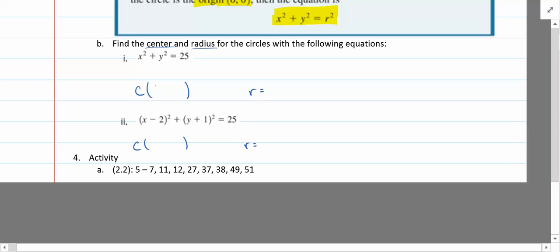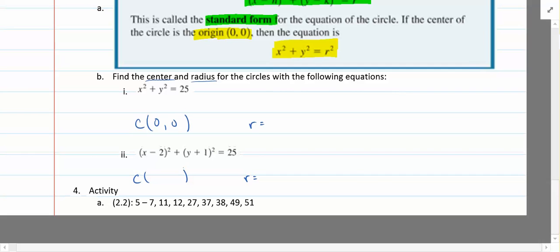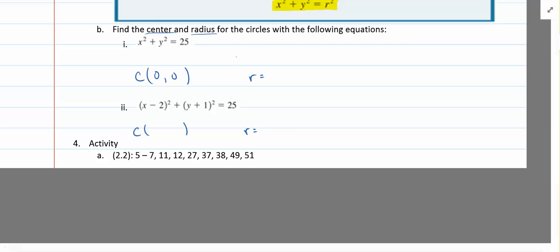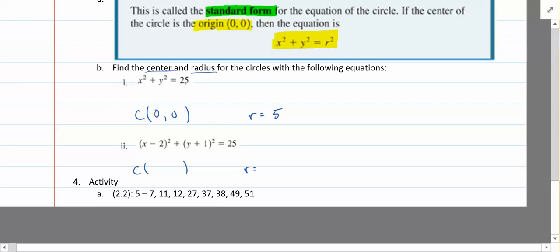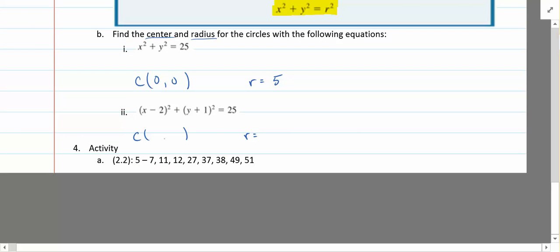Now that you've had time to think about it, let's check your answer. The center for number 1 is at (0, 0), because again it's in our standard form of a circle. It's going to be centered at our origin. And the radius for this is going to be 5, the square root of 25, since the radius is represented here as r squared. For number 2, the center is at (2, -1), and the radius is equal to 5. Please check your answers, and if you have questions with the results, please be prepared to ask me about them tomorrow in class.